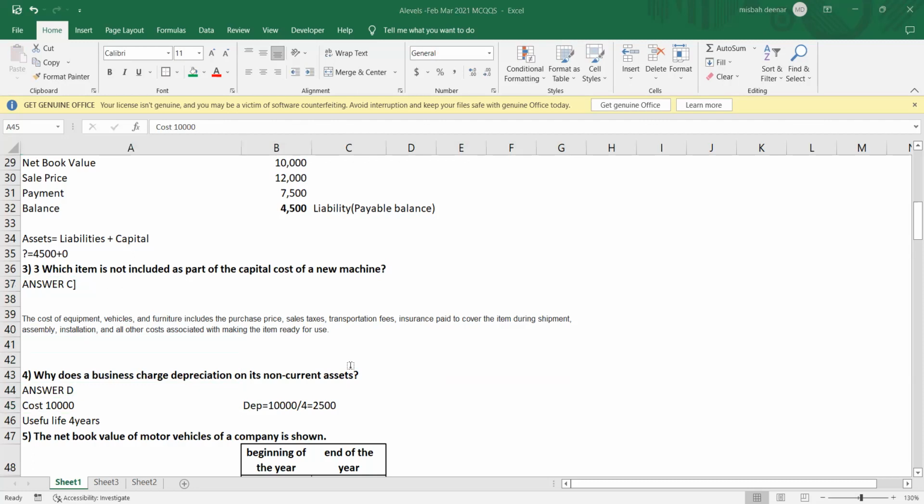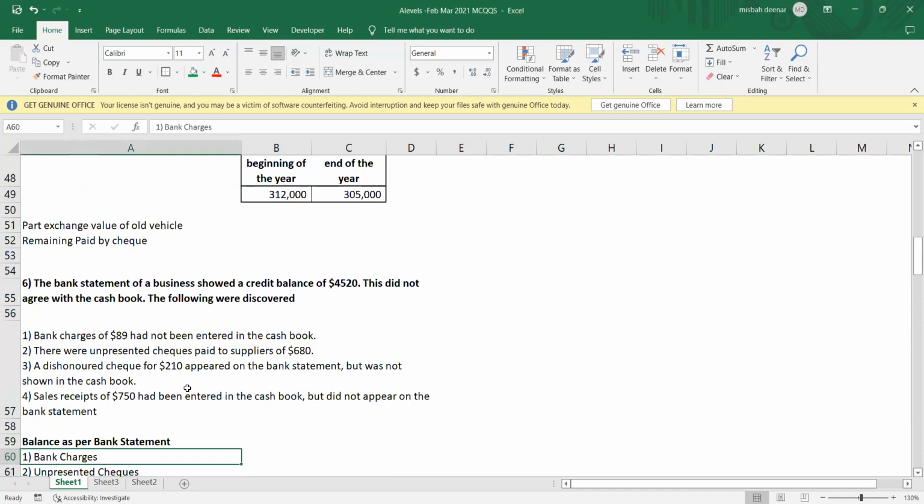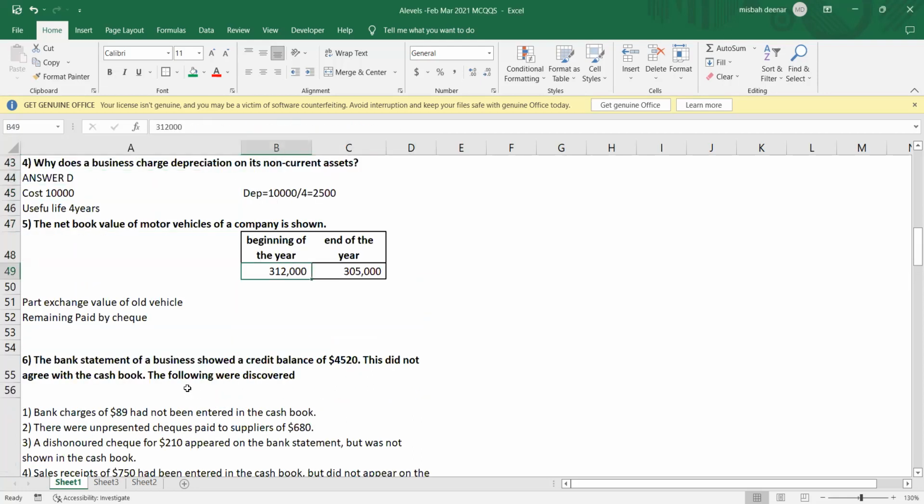Then next question 5. The net book value of motor vehicles of a company is shown at the beginning as 312, at the end 305. During the year, an old vehicle was traded. The part exchange value was 8,000. The remaining purchase price was 30,000 paid by check. What was the depreciation charge for the year? So let's go to the calculation. At the beginning of the year 312,000. Part exchange is 8,000 and the remaining paid by check, so 30,000.